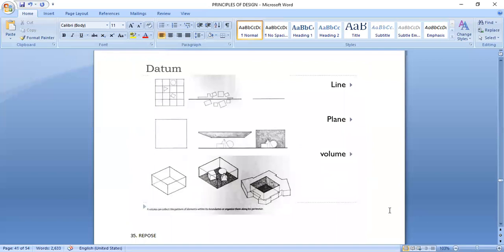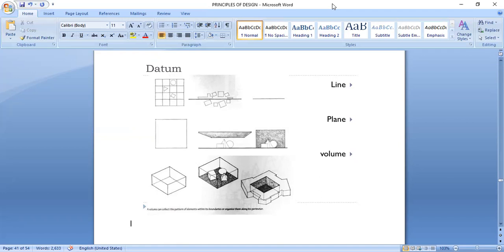Here, this is the datum line. This is the plane. This is the space or volume. Okay. Understood? Yes, ma'am.